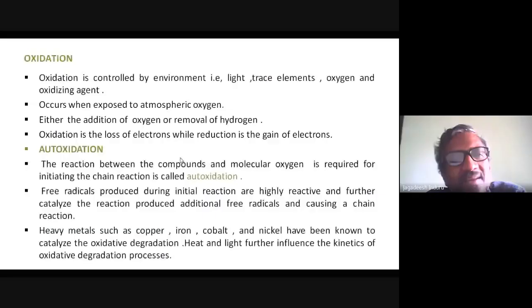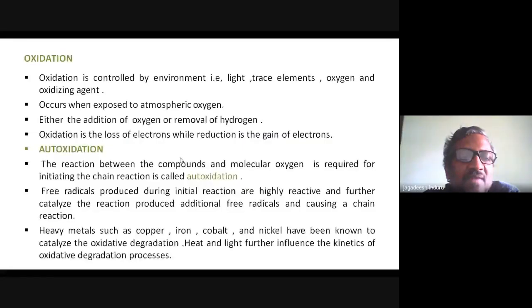This initiation is required, and it is possible because oxygen is already present, dissolved in the formulation in the water. In auto oxidation, what will happen? Free radicals are produced during the initial reaction. It is the first step only. Later onwards, it will not be present there.